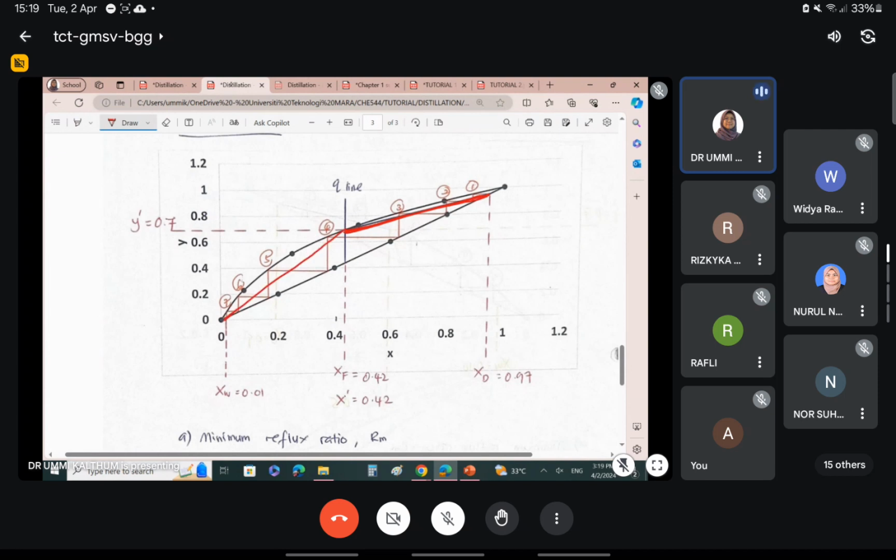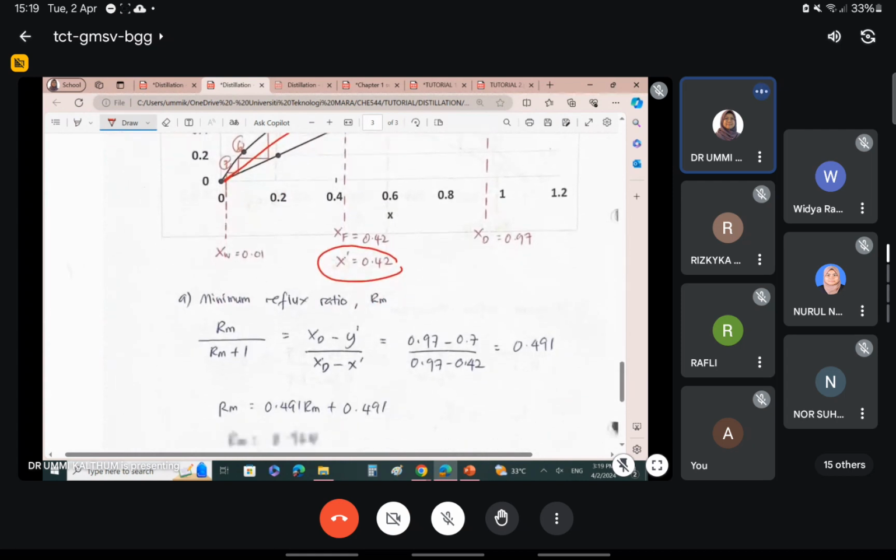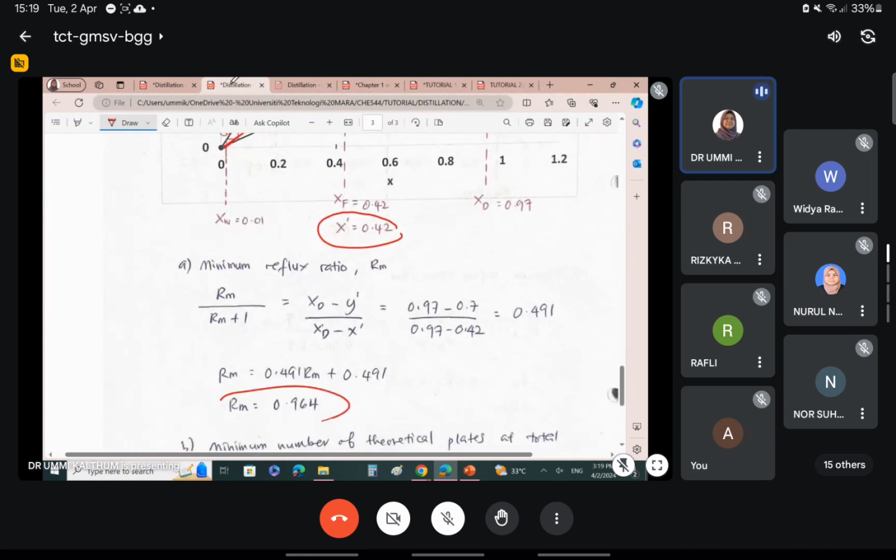Okay, so this is Y prime and this one is X prime. So X prime equals XF because it's a vertical line, right? So Y prime is 0.7, X prime is 0.42, and then we put them into the equation and we get the minimum reflux.